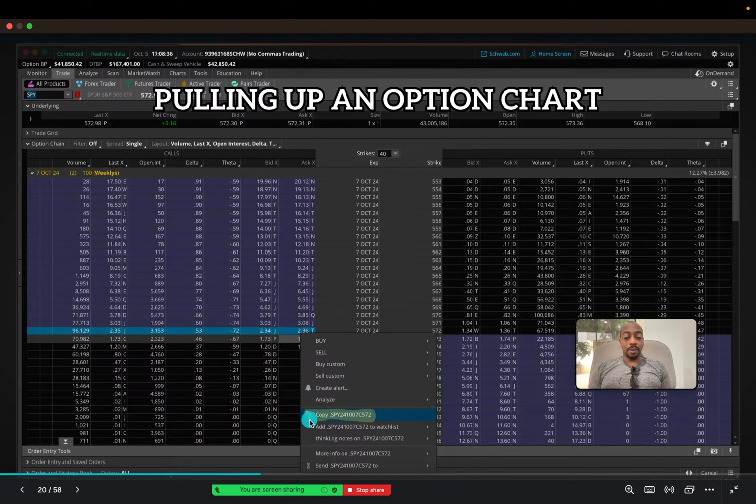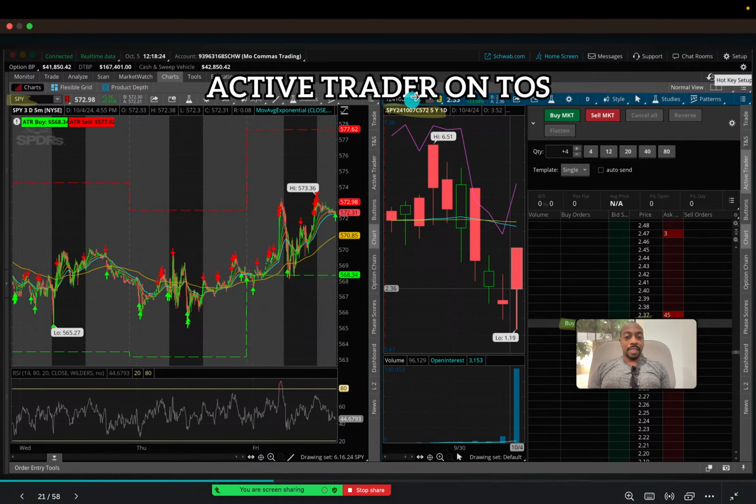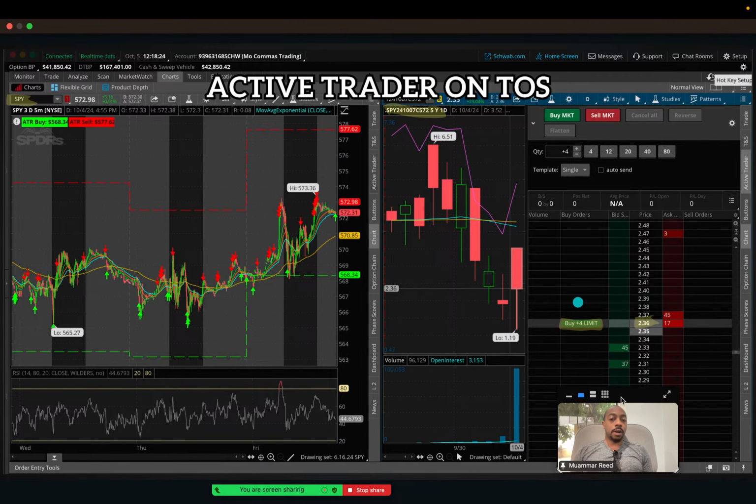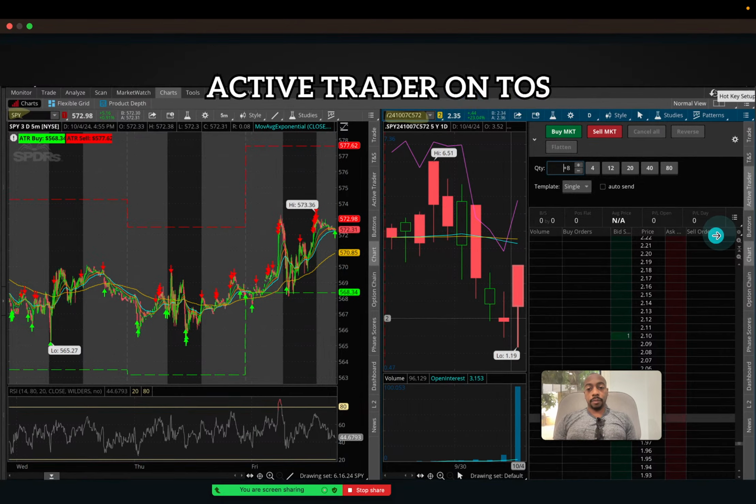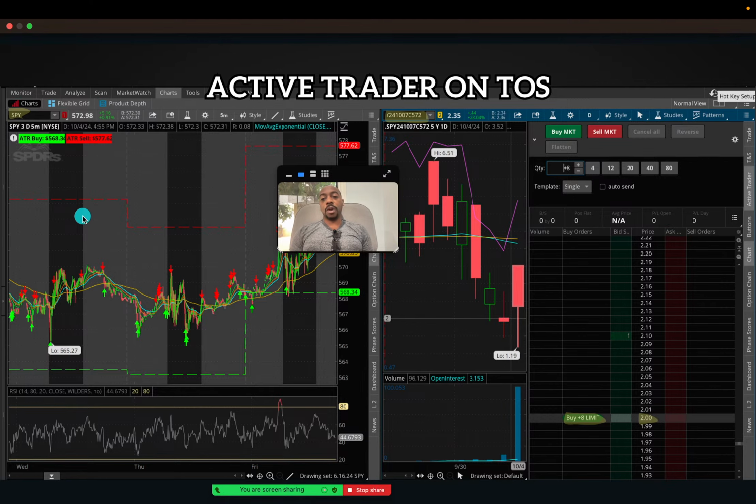.spy241 where that starts. That's the identifier for the actual chart for the option itself rather than the stock. And then you're going to copy that, and then you're going to paste that into your second window, and then that's going to pull up the option chart, right? And where else? Oh, and this is what I wanted to show you.